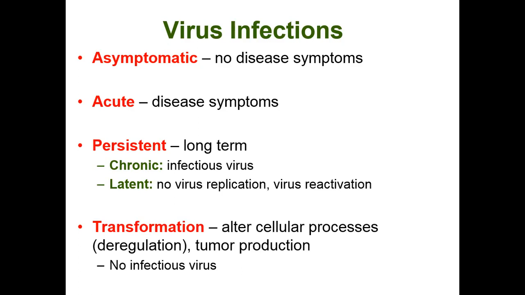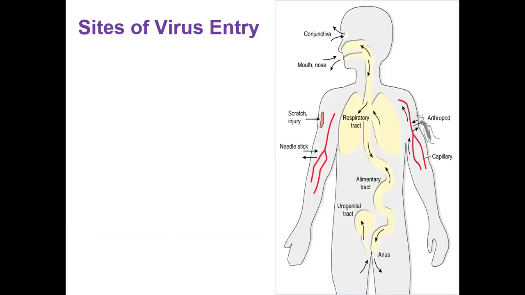During transformation, there would be no infectious virus. We do not have an active viral infection going on, as opposed to the fact that virus has integrated into the host cell genome, and those gene products will change or deregulate normal host cell processes. During transformation, we see viral DNA, whether it's complete viral DNA or partial virus genome.